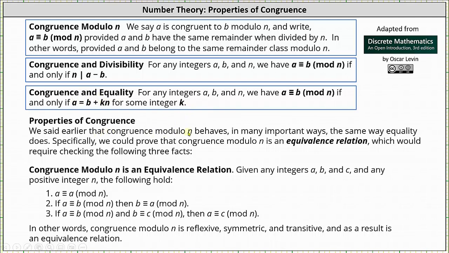We said earlier that congruence modulo n behaves in many important ways the same way equality does. Specifically, we could prove that congruence modulo n is an equivalence relation, which will require checking the following three facts. Given any integers a, b, and c, and any positive integer n: number 1, A is congruent to A mod n. Number 2, if A is congruent to B mod n, then B is congruent to A mod n. And number 3, if A is congruent to B mod n, and B is congruent to C mod n, then A is congruent to C mod n. In other words, congruence modulo n is reflexive, symmetric, and transitive, and as a result is an equivalence relation.